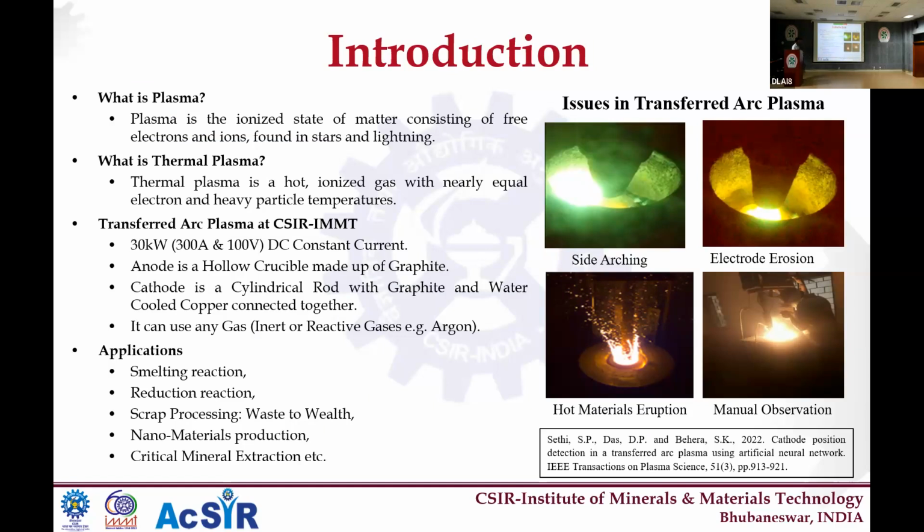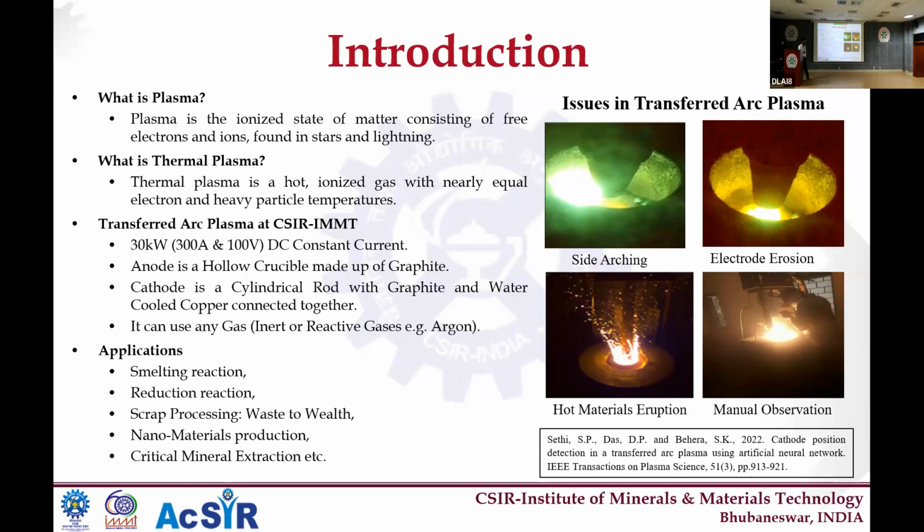And why do we need to use AI in this field? There are various issues we face in the system, like side arcing. Side arcing is when the electric arc doesn't strike at the bottom of the crucible, but strikes the side of the crucible. So it doesn't process the material; the current is just wasted, going through the crucible to the anode. Another very big issue is the eruption of materials, which is very hazardous and dangerous.